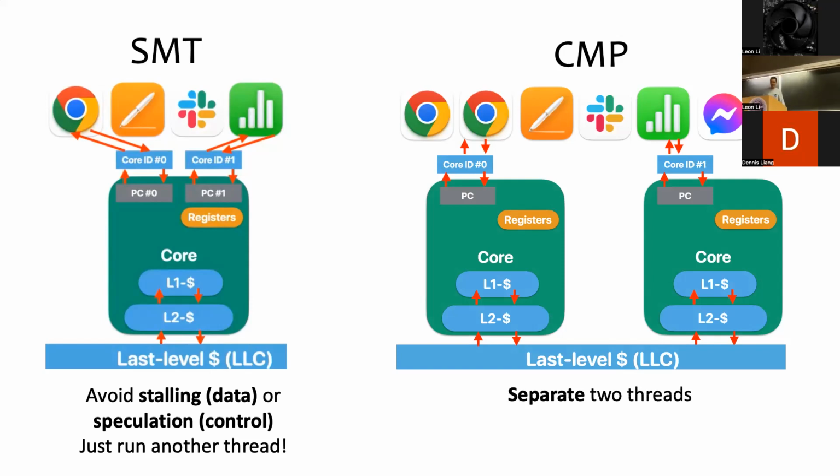All right, on the other hand, CMP is a lot easier. We just separate the two threads, right? They have different cache. They could probably have different branch predictors. They pretty much run independent of each other unless they need to communicate on some data.